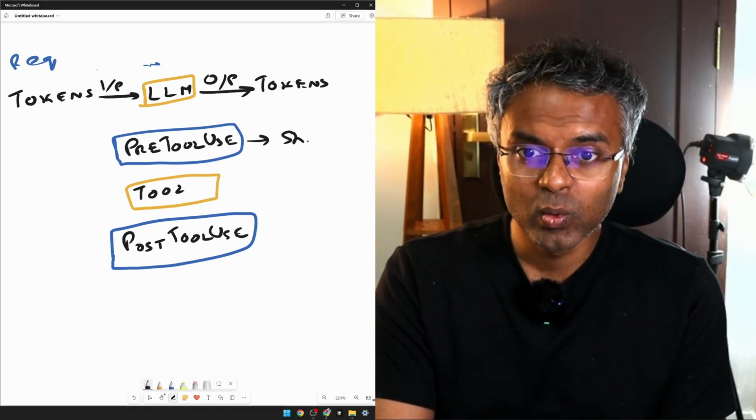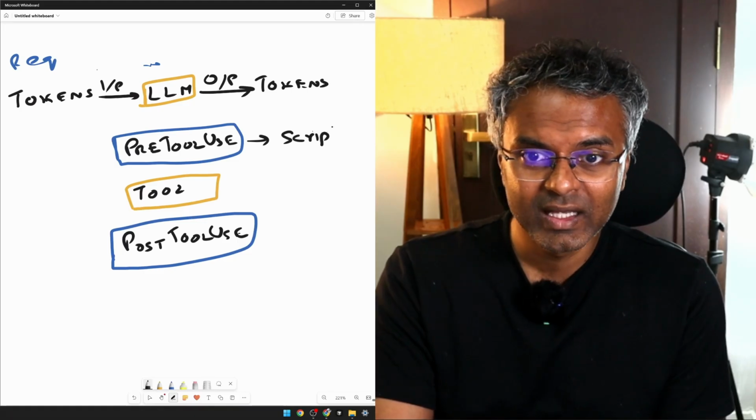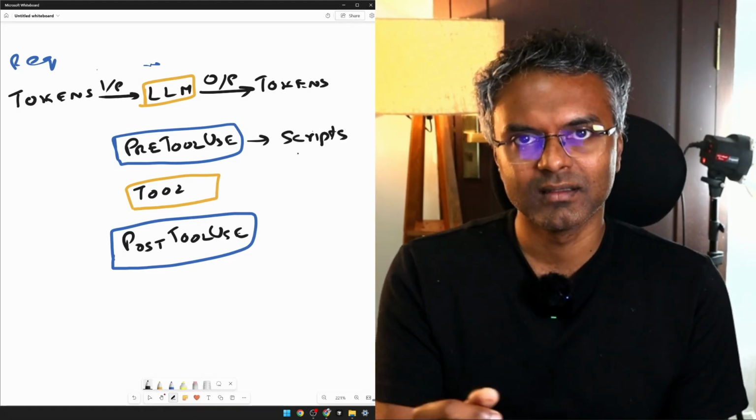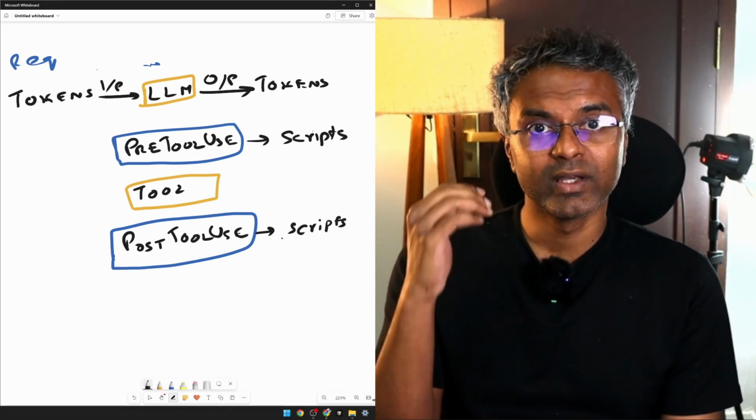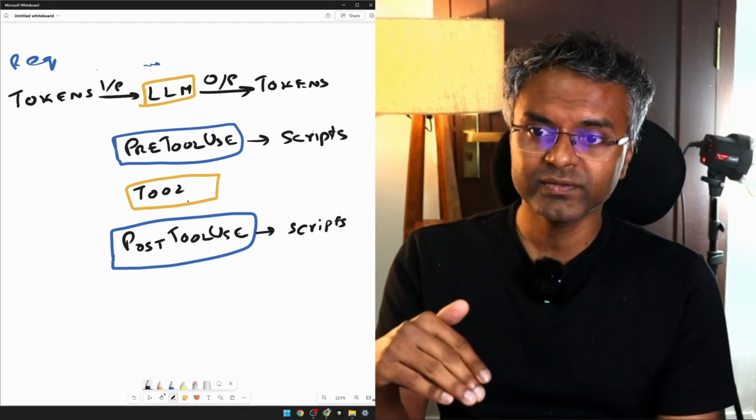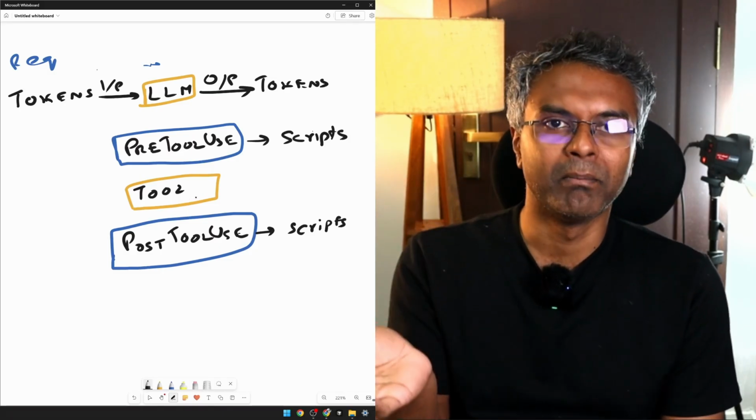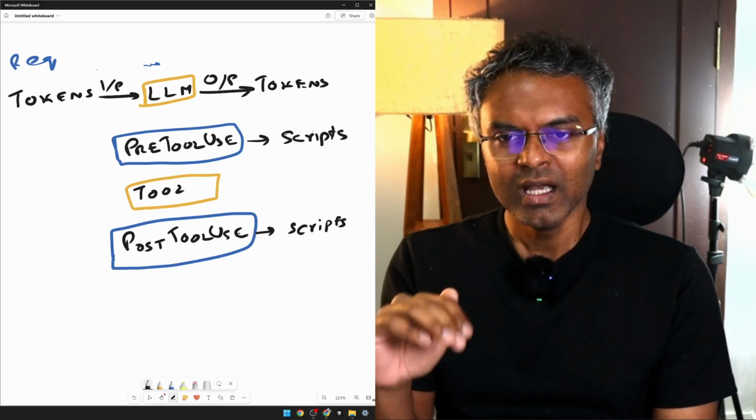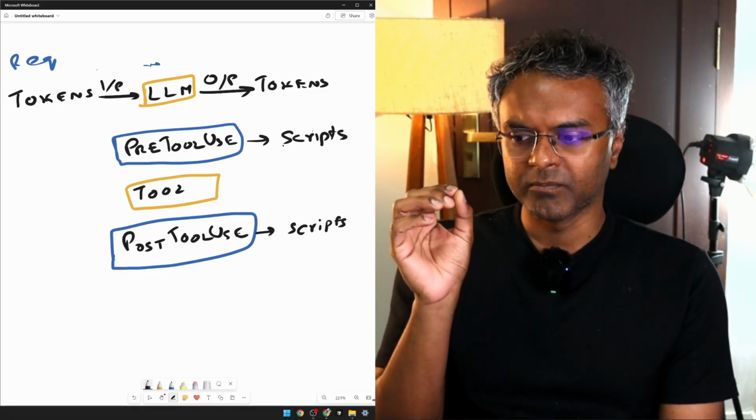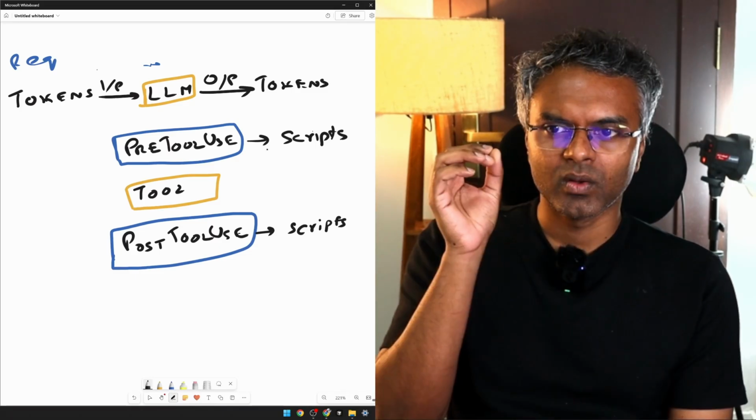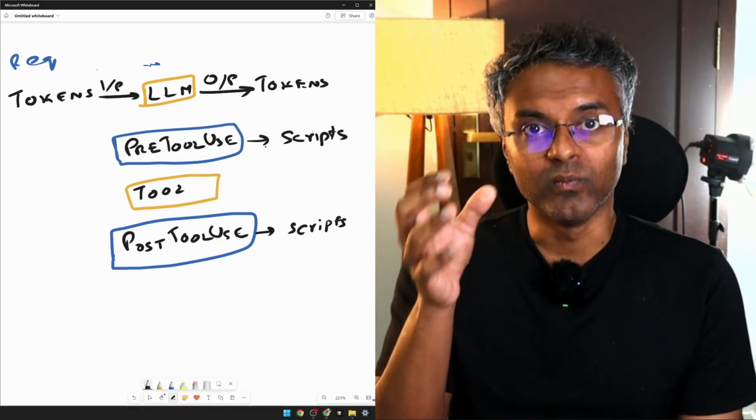This allows us to add our own custom scripts and commands that need to run before a particular bash command is used. We can also run scripts and commands after that bash command is used. So this gives us a lot more control, in a more deterministic manner, over how the agent works, right?